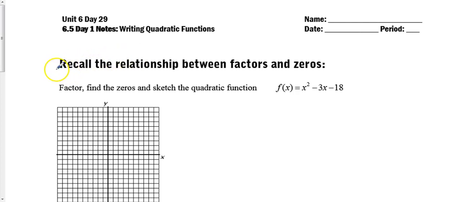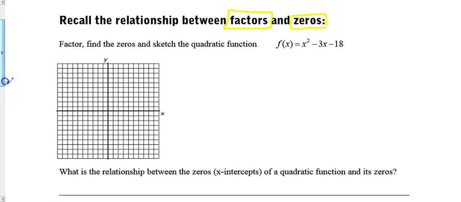So if you notice, the very first title here says, recall the relationship between factors and zeros. So we have these two vocab words that we'll be looking into. The directions say factor, find the zeros, and sketch the quadratic function. So before we come back to discussing what these vocab words are, let's follow these directions.